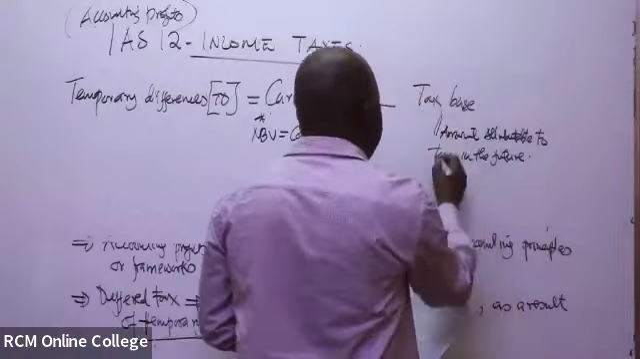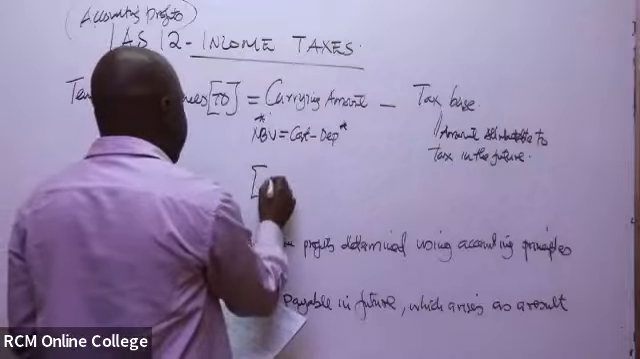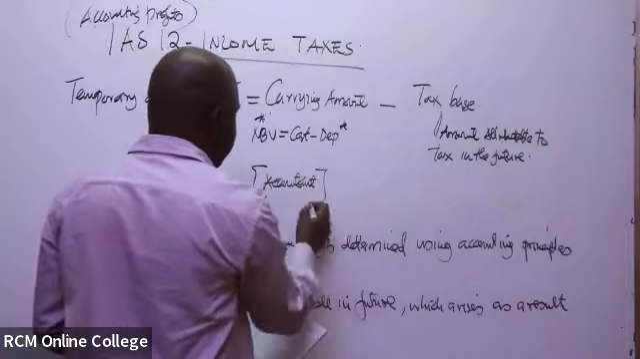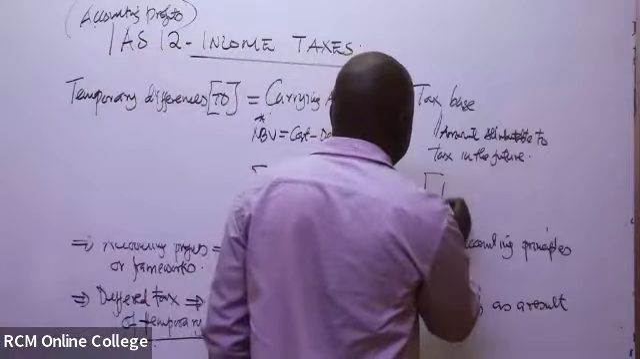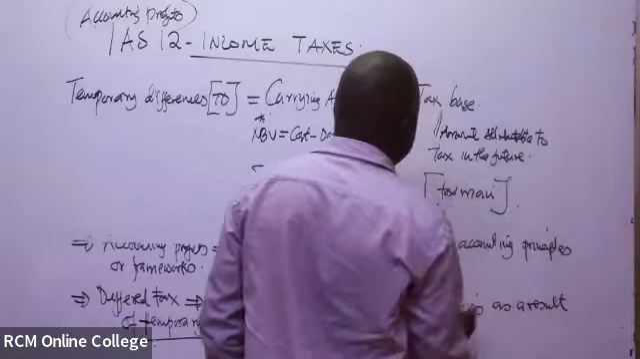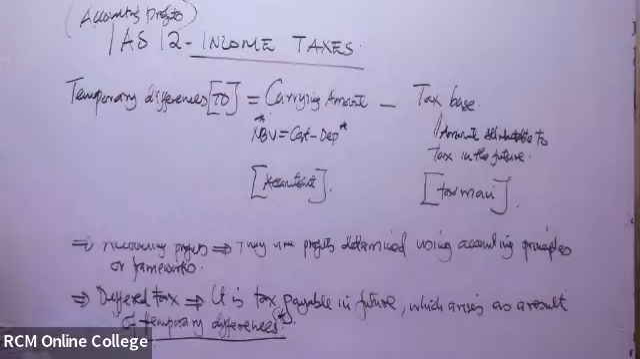This one, the carrying amount, is determined by the accountant as he prepares his books of accounts. But now this is what the taxman was expecting. This is the amount that was supposed to be taxed. It is the amount that was actually supposed to be taxed.